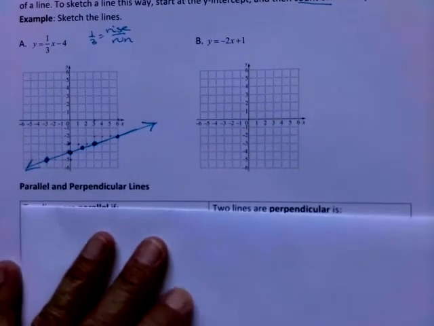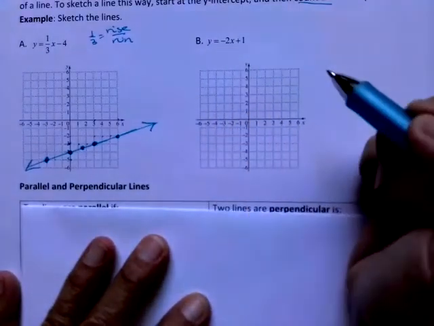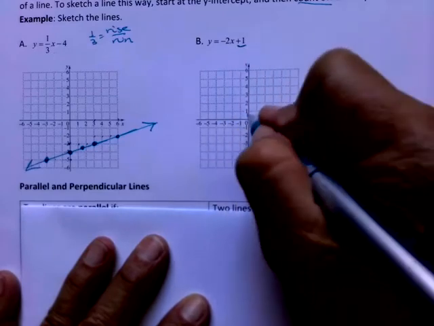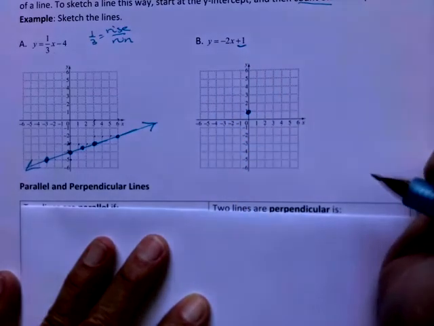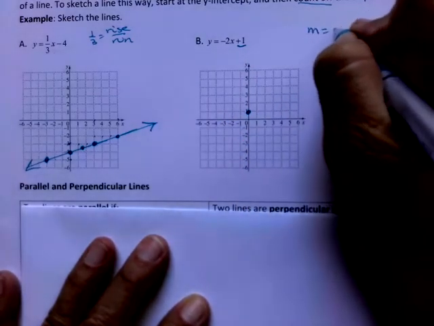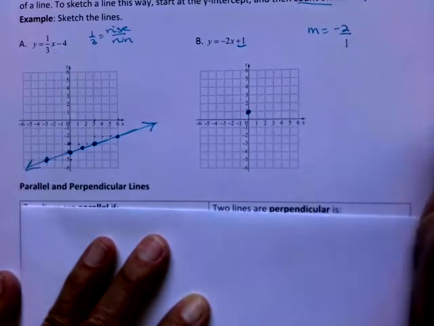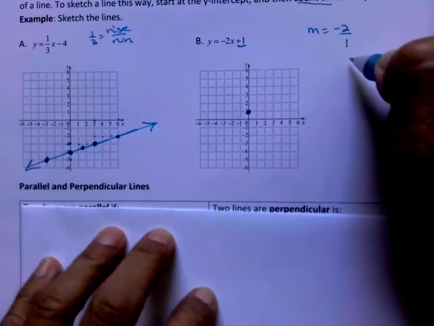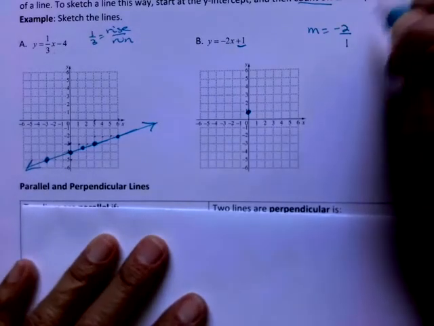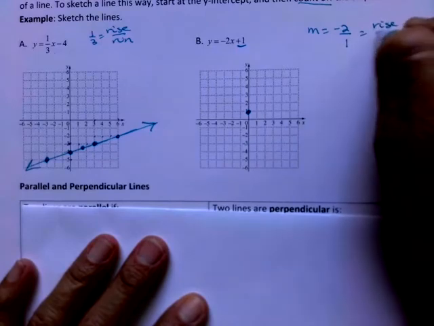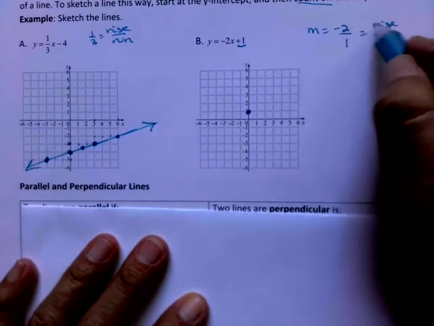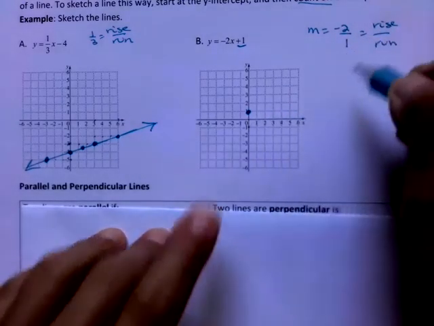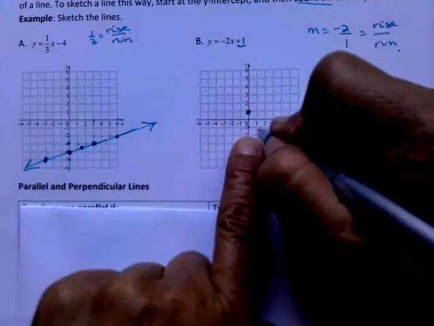Okay, so let's do this next one. y equals negative 2x plus 1. So remember where you're going to start: (0, 1), the y-intercept, and then we're going to count off the slope. So the slope, negative 2. When it's an integer, a lot of people like to stick a 1 on the bottom so that we know how far to run. So then we're going to rise over run. We're rising negative 2, so we're going to go down 2 and then right 1.